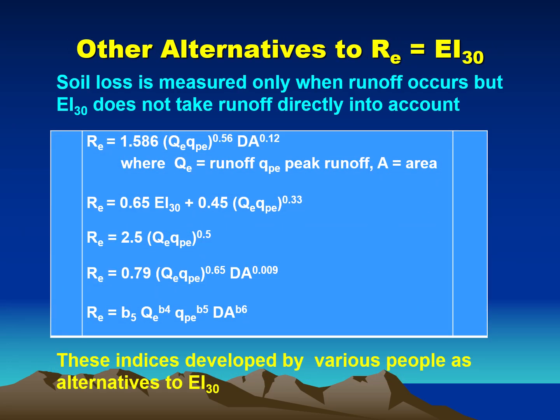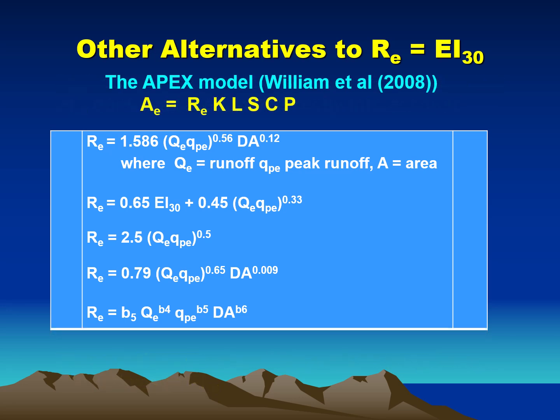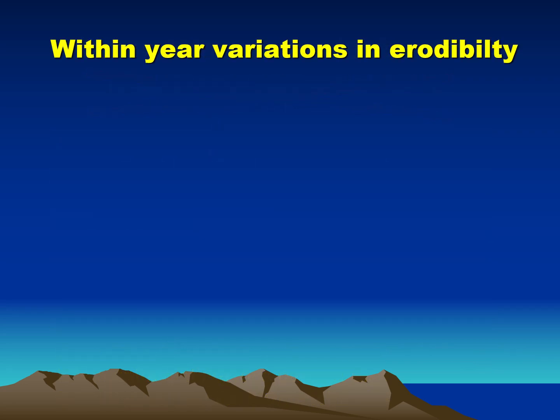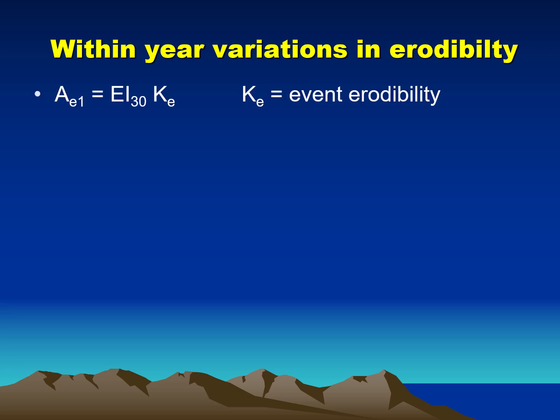Various people have developed various alternatives to EI30, including runoff. This is one set that have been used in the APEX model and developed by Williams. The problem with this model is that the K factor should vary for each one of these indices, but it does not. Within-year variations of erodibility occur, and this can be looked at in terms of the unit plot with EI30 and an event erodibility index for each storm.